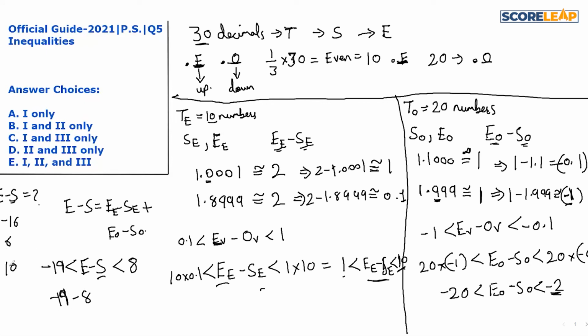So which options fall in this range? Option 1, which is minus 16, and option 2, which is 6. So the correct option will be option B. I hope it is clear.